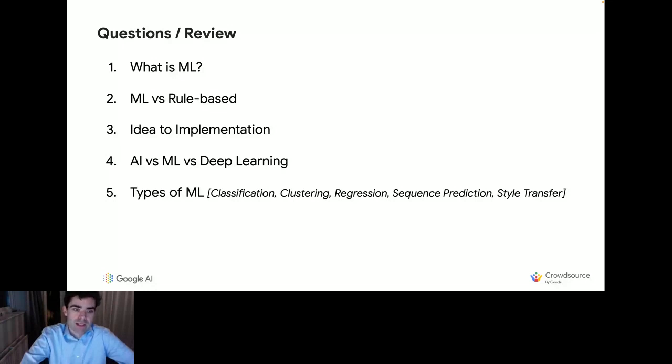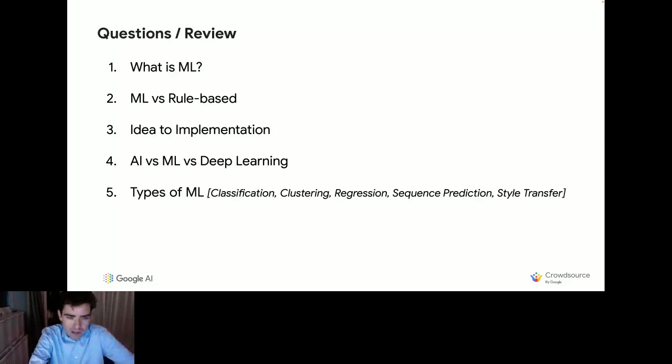AI versus ML versus deep learning. Oh man, this is the one we spent ages on. AI is mimicking human mental faculties. ML, as we just said, is inference from data. Deep learning is concerned with mimicry. So AI is mimicry, generically. ML is mimicry from data, and then iterative improvement. Deep learning is specifically the mimicry of neural networks as a way of reasoning about data.